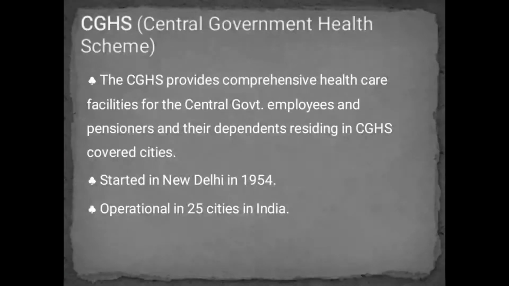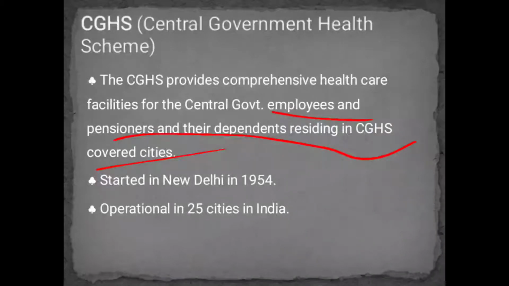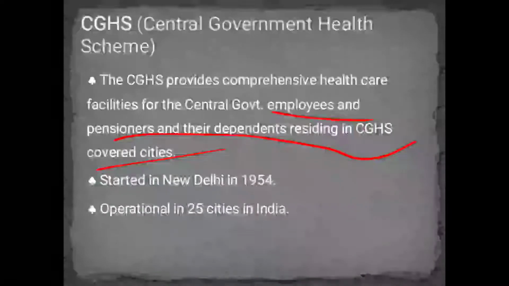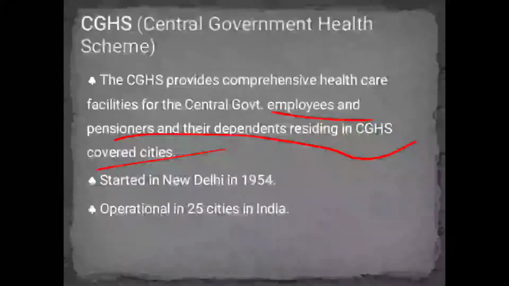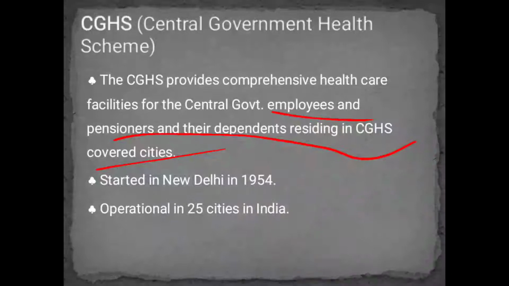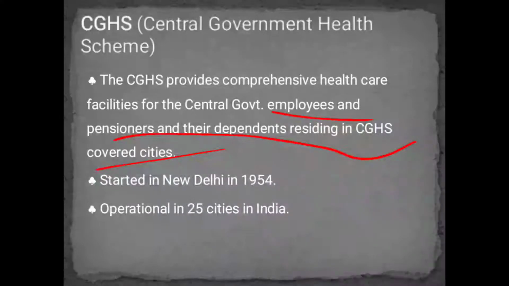So the CGHS provides comprehensive health care facilities for the central government employees and pensioners and their dependents residing in the CGHS covered cities. So what it says is it's mainly for the employees and pensioners, whoever were the earlier employees. It's a scheme for the government employees. Last time we saw that ESI is not for the government employees, but for the private employees, whoever are working in the unorganized or organized sector of the private parties. But CGHS is for the government employees, started in New Delhi in 1954. So it's much older and operational in 25 cities in India.